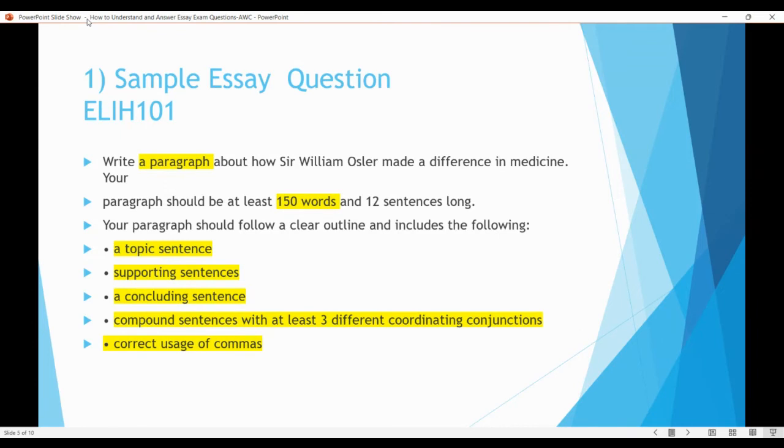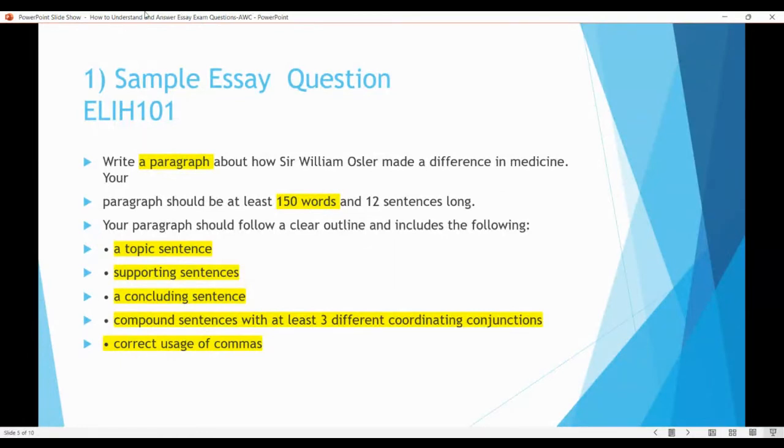A topic sentence introduces what the topic is. Like Sir William Osler, who is he? Is he a doctor? Is he a football player? Is he a scientist? Or is he a teacher? You need to clarify right at the outset who this person is, because the readers want to know who you are writing about, and then what he has done, what his achievement is, what his contribution is.